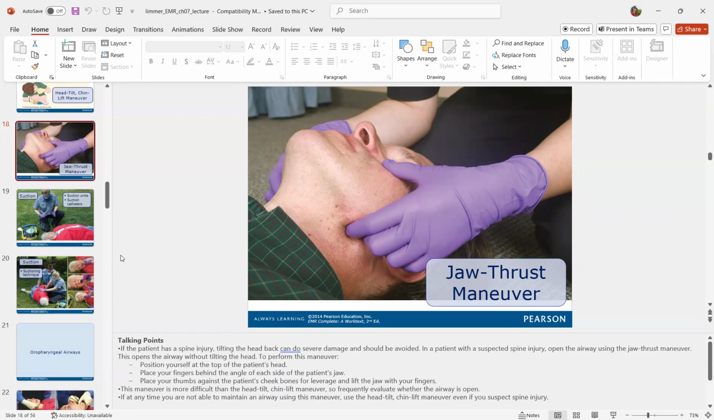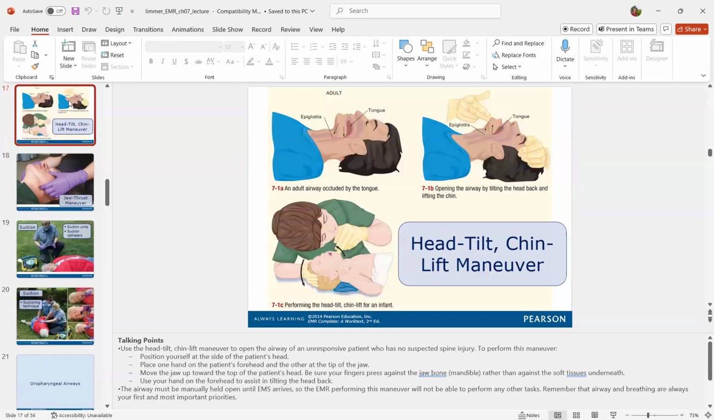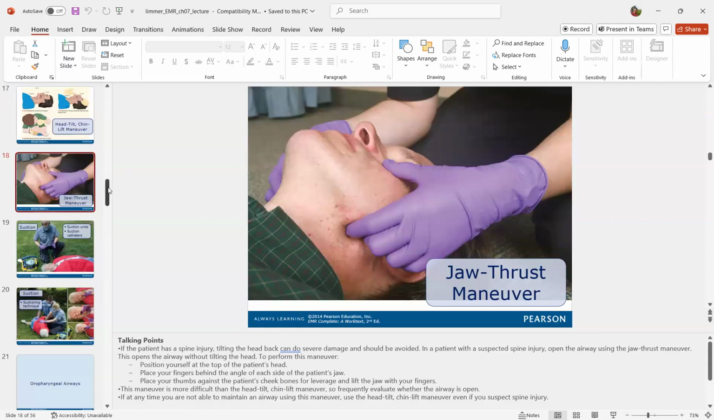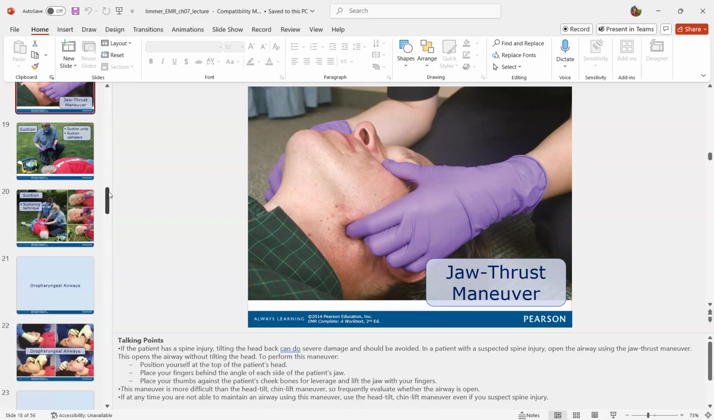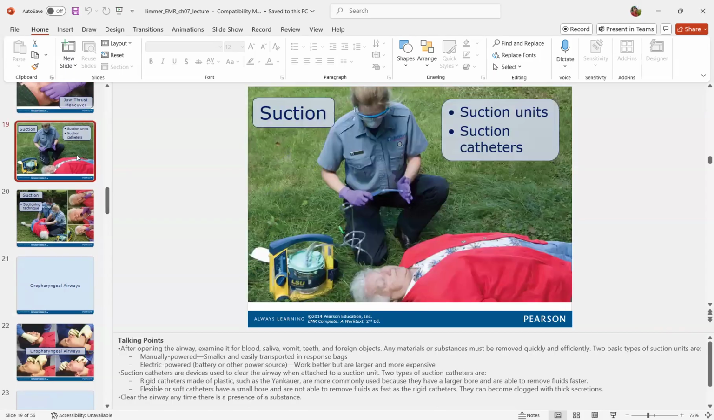So, spinal injury versus no spinal injury. We have the head tilt chin lift for non-spinal injury, and we have the jaw thrust maneuver for spinal injury patients. So that's opening an airway. Once we have an airway open, we need to see if we need to suction.